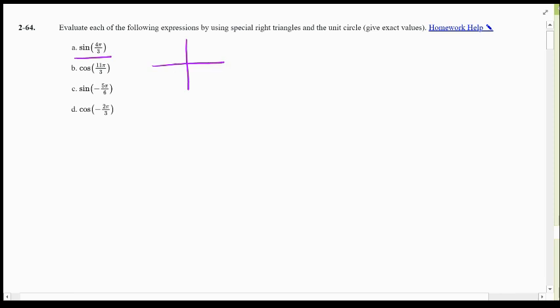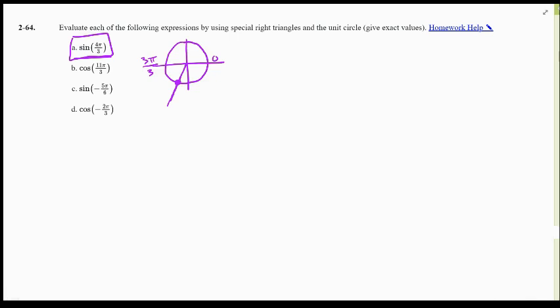So when I sketch that on the unit circle, I know this is 0 and this is pi. 4 pi over 3, if this is 3 pi over 3, because it's pi, then I have to go one more third here. And then I'm looking for the sine of that, which is the y value at this coordinate.